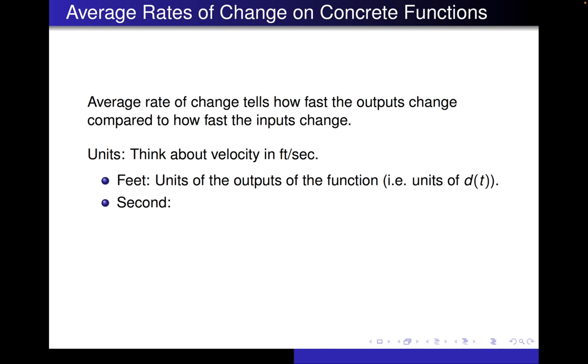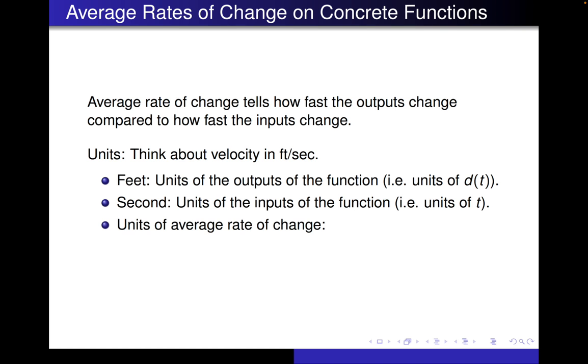And if we want to think about what the second means in feet per second, the seconds were the units of the input of our function. The t was given in seconds. So that was the units of t. So the average rate of change is going to work exactly like velocity, except instead of feet, we're going to have the units of the outputs, and instead of seconds, we're going to have the units of the inputs. So our units of average rate of change are units of outputs per units of inputs.